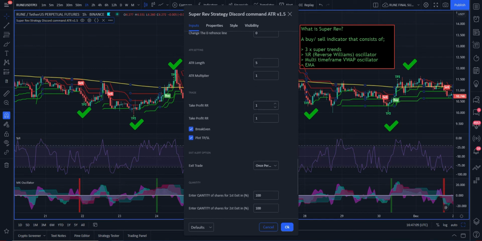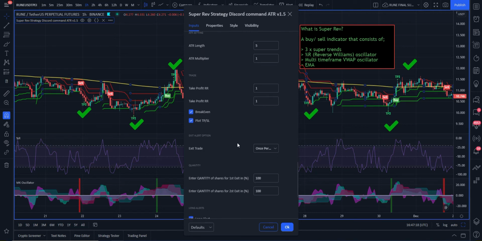So the R&R basically means risk reward. If you just want one take profit level, you just have these set the same. And then if you go down, you have the exit quantities. Again, if you just want one take profit level, have both of these set to 1 and both of these set to 100. If you wanted 2 take profit levels, you'll have your risk reward set to 1 on this one, or whatever you wanted, and then you'd have a bigger secondary take profit, so you'll change that to 1.5.